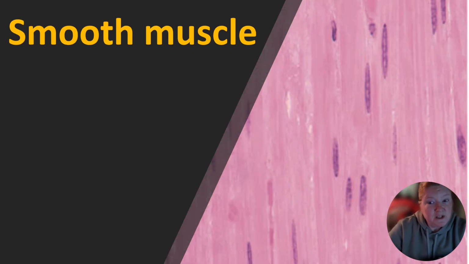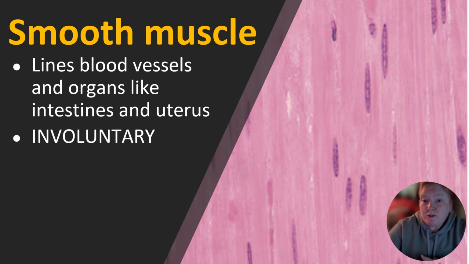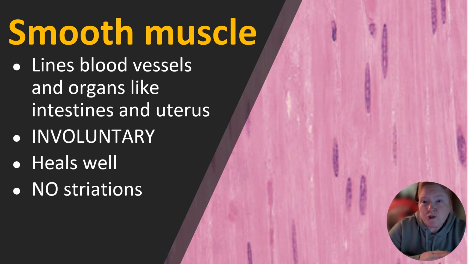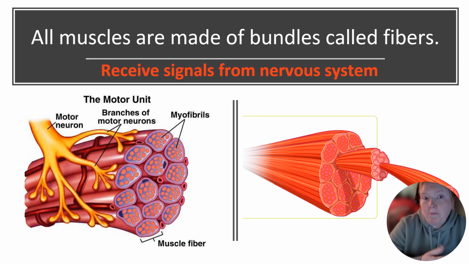And then finally, we have smooth muscle. Smooth muscle lines blood vessels and organs like our intestines, as well as the uterus. Smooth muscle is also involuntary. And unlike the other two types of muscle, smooth muscle heals well. It has no striations, and it can contract for a long time. Now, something that all muscles have in common is they're made of bundles called fibers. So they receive signals from the nervous system, whether they're in voluntary control or in involuntary control.